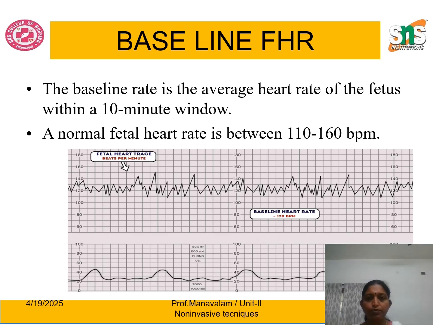From one measurement to another measurement, in between there are 10 lines. Each one box, there are 10 boxes. Each box is indicating 1 minute or is calculated as 1 minute. That's why it is called a 10-minute window. In this 10-minute window, the average fetal heart rate is called the baseline fetal heart rate. The normal baseline fetal heart rate is between 110 to 160 beats per minute.